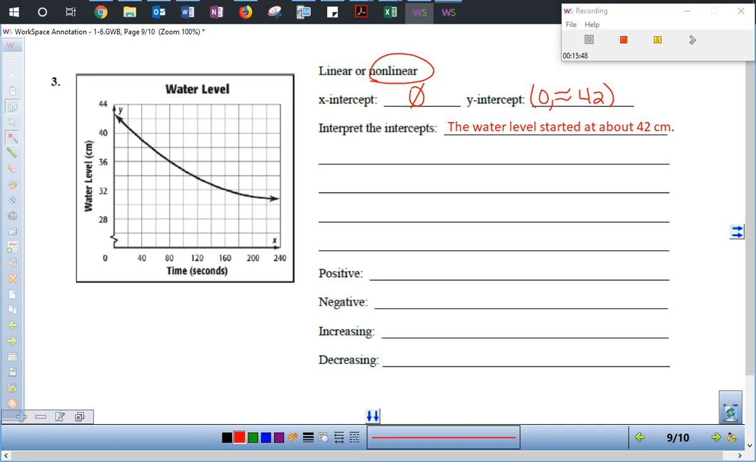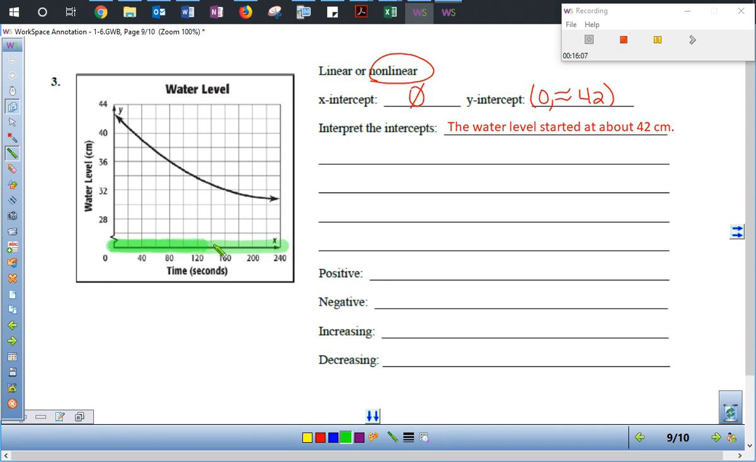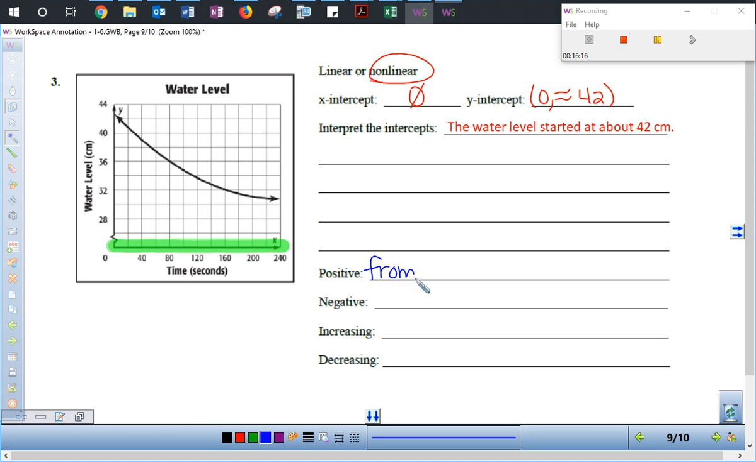Now, positive is where my graph is above the x-axis. Notice my graph never goes below the x-axis, so it's positive the whole time. So again, in terms of x values, we're going to say from x equals 0, because that's where x starts, and then we go all the way to x equals 240. It never stops being positive. Negative is where my graph goes below the x-axis. Well, it never goes below the x-axis, so it's never negative.